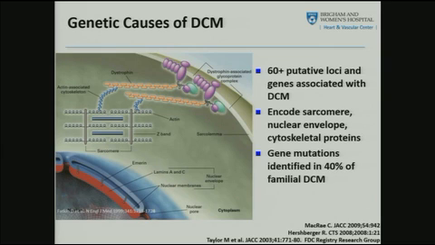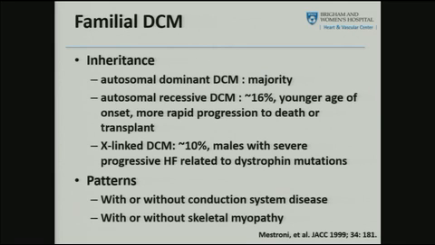Especially if we include in our gene panels large genes and cytoskeletal proteins like titin, gene mutations are identifiable in about 40% of patients with familial DCM, which is why we say up to 40% of idiopathic DCM may actually be inherited. When we think about familial dilated cardiomyopathy variants, most of them are autosomal dominant inheritance. There is a subset that have autosomal recessive patterns of DCM. This is about 16% of the total of familial DCM. Most of these have younger age at onset and more rapid progression to death or transplant.